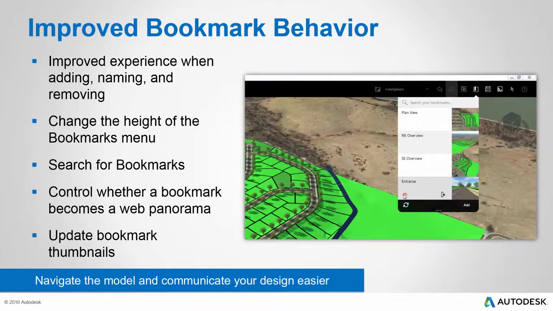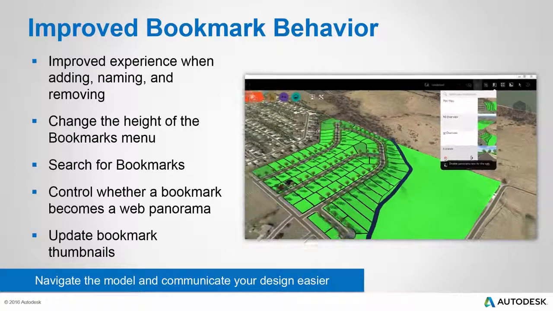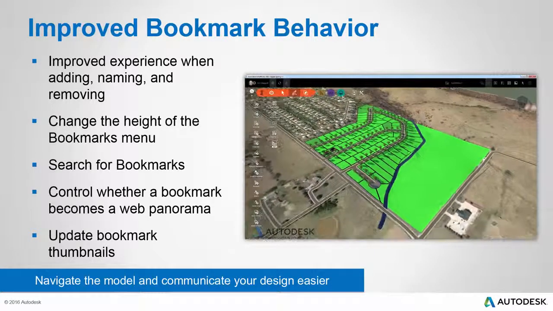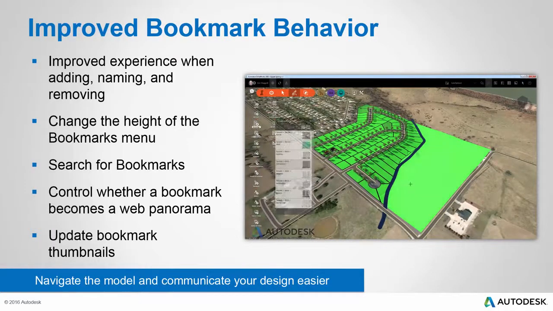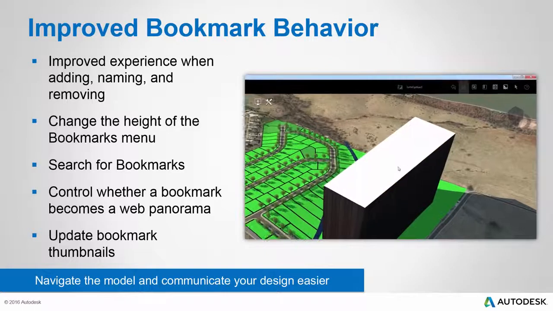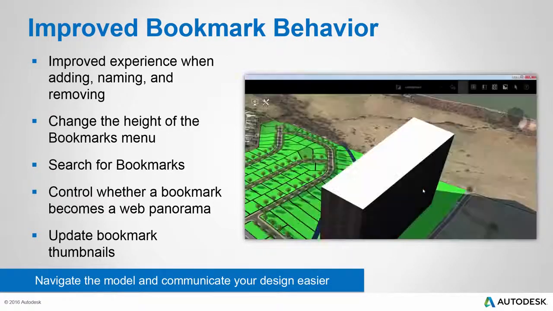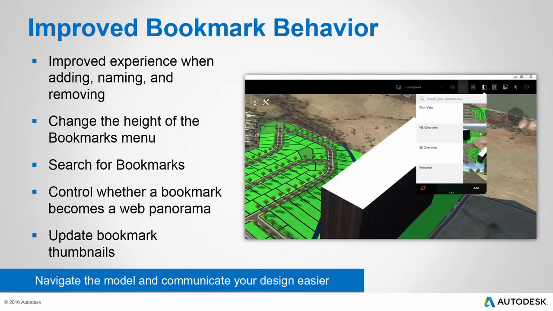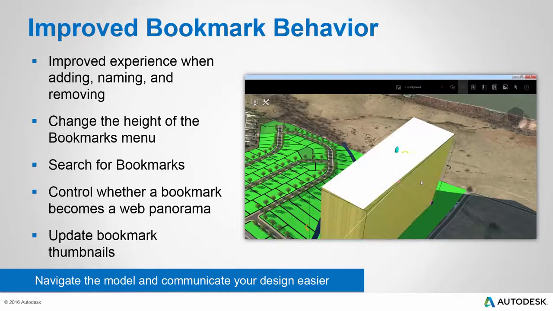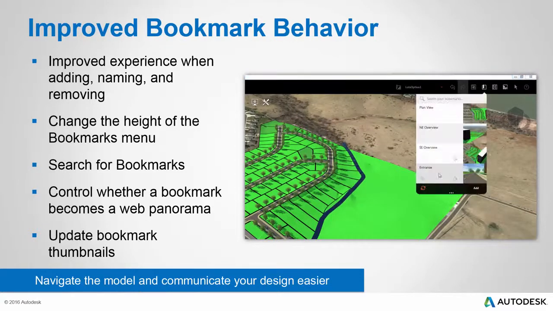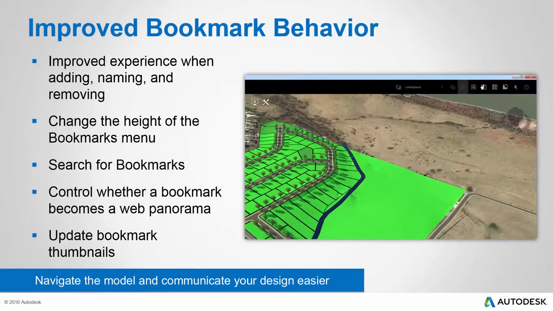And finally, a really useful feature in this latest release is the ability to update the bookmark thumbnails. As you know, as an InfraWorks 360 user, your model is always changing. And in this example, we're going to add a building, and when we look at the bookmark menu, currently the building doesn't exist. So we just simply refresh the bookmark thumbnails and the building gets added. So now we have an accurate representation of the model in our thumbnails, and it makes more sense. So that's how easy it is to update those bookmark thumbnails.